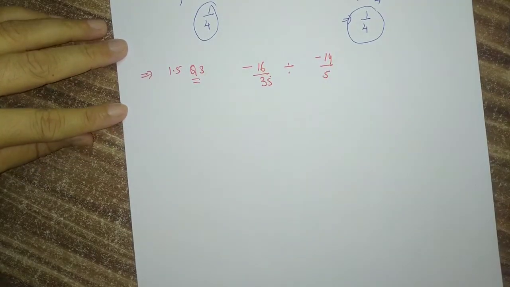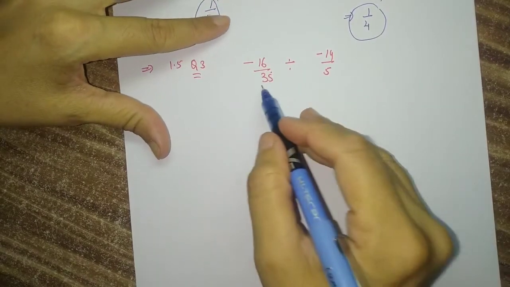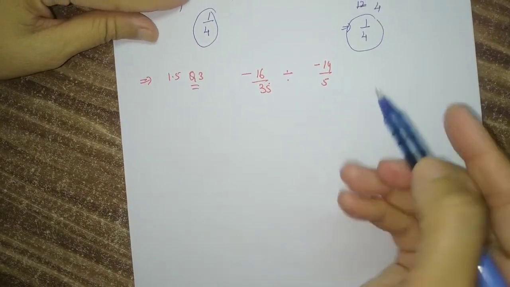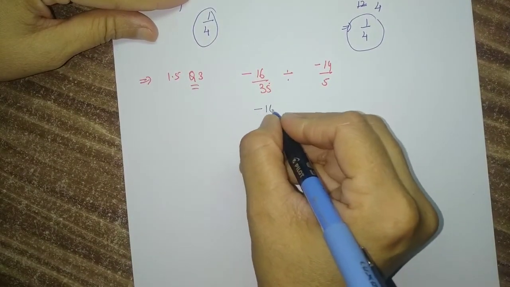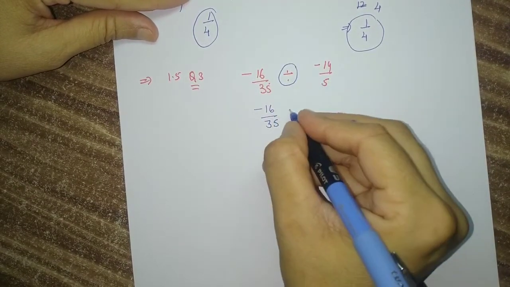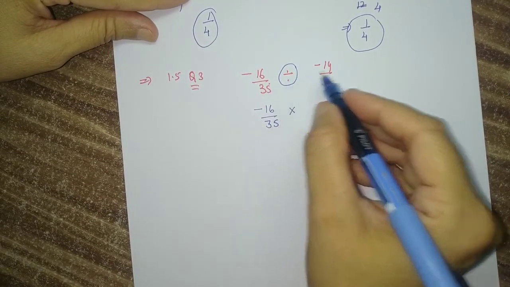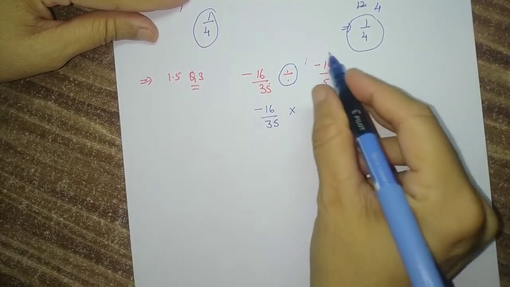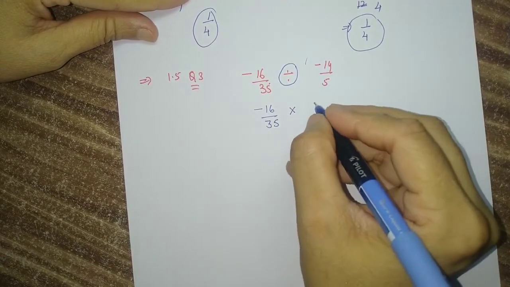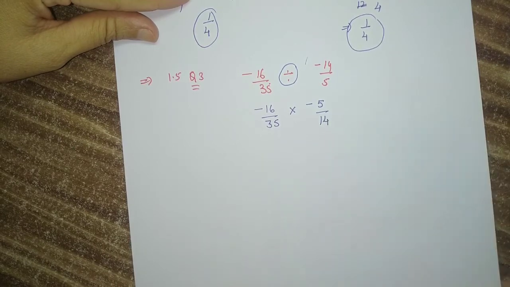Now first identify which property this is. This is closure property. Why? Two rational numbers divided, then we get the answer as a rational number only. So how to divide, students? First of all, convert this divide sign into multiply. But when we convert this, whatever fraction is given after that, we take the reciprocal of it. So it will become minus 5 by 14.